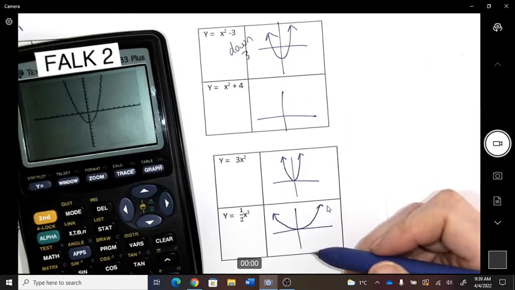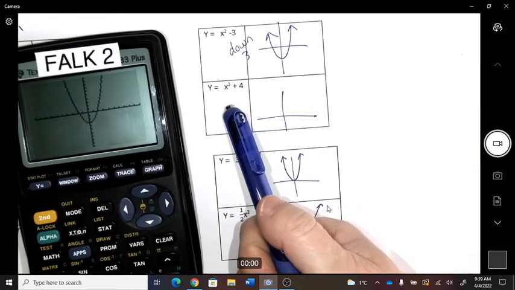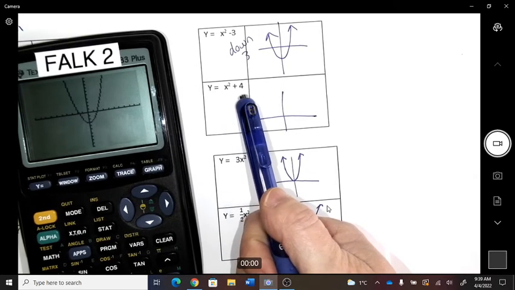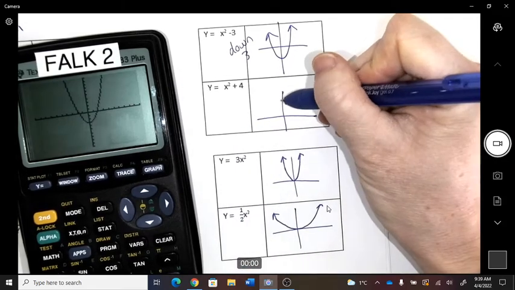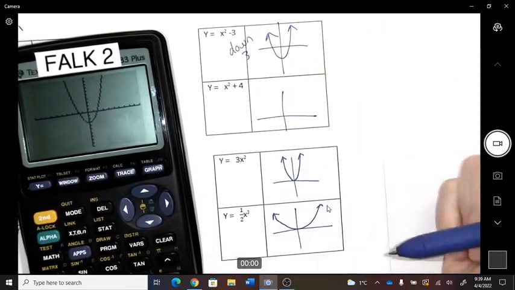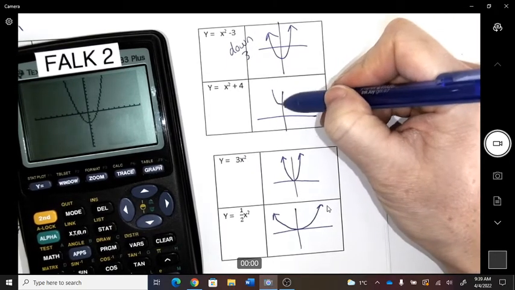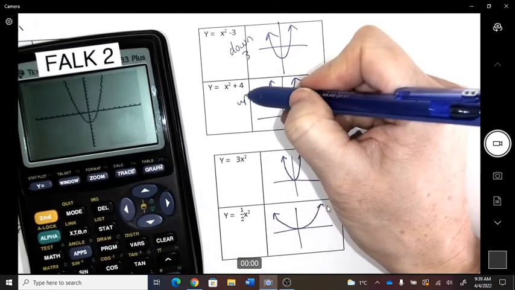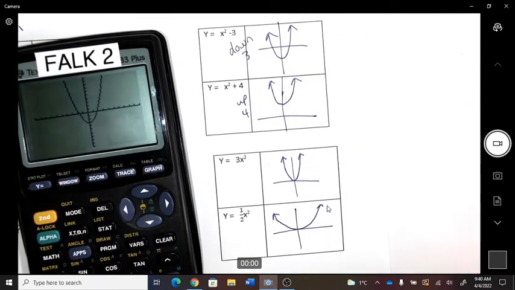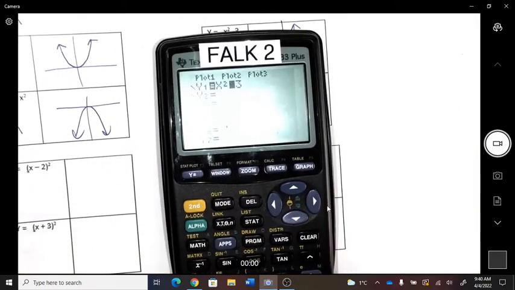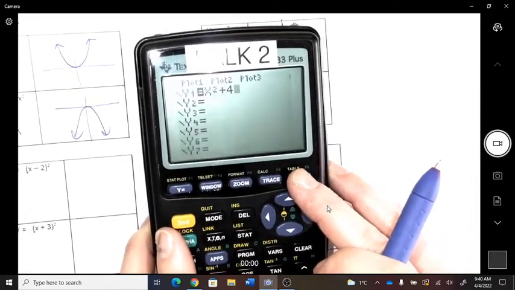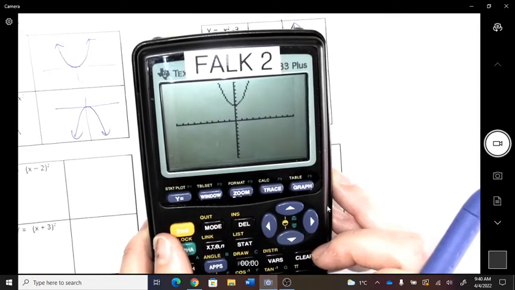Without our calculator, do we want to think about what would happen here? What do you just think? Which direction would this head? If this went down 3, this is probably going to go up 4. Do you think it will look like this? Do you want to graph it to see? We can just change the subtract 3 to an add 4. Graph, and looks like our prediction was right.